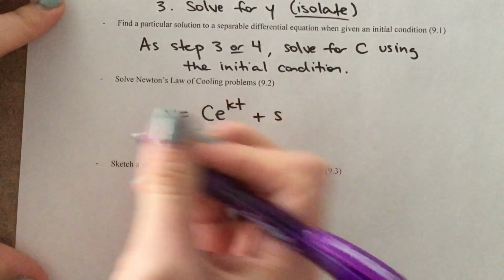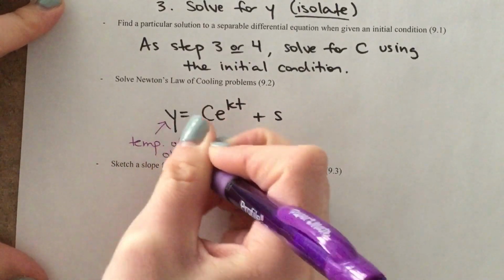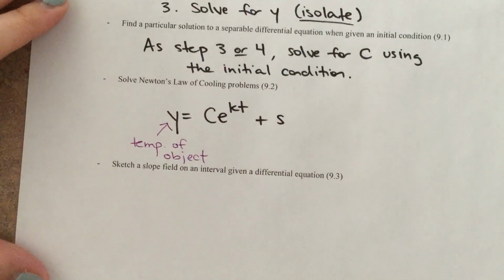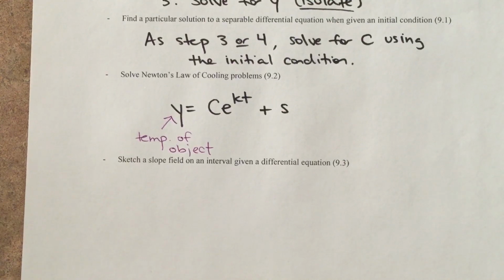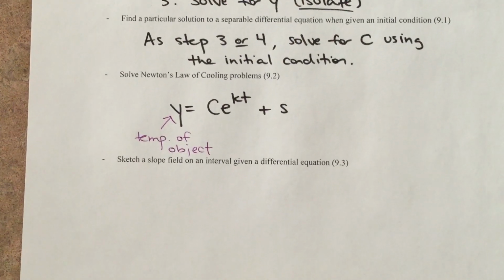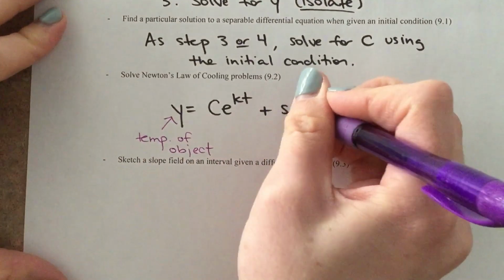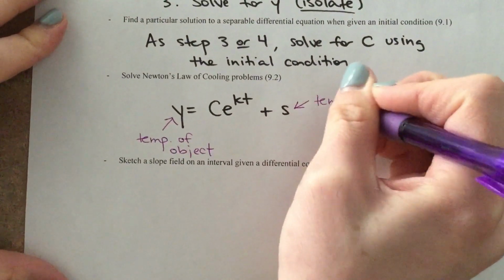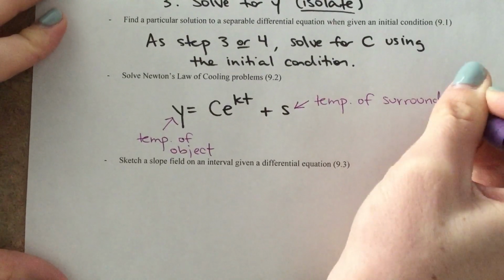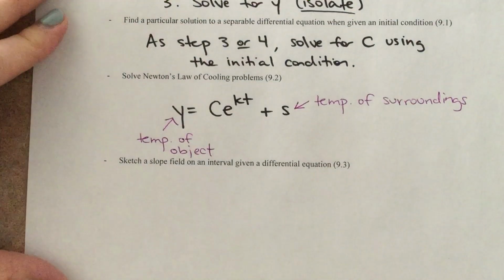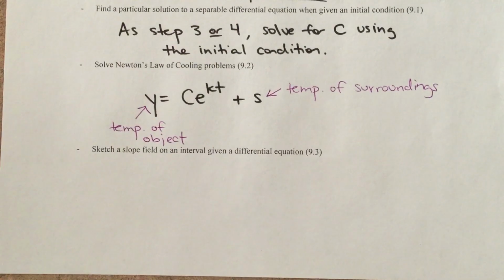All right, so y is the temperature of the object. We saw some where a glass of water was the object. We saw a couple where the dead body was the object, a little bit more exciting than a glass of water. So temperature of the object is this one right here. The S, remember, is the temperature of the surroundings: the freezer that the water was going into, or the room in which the body was found. That's always going to be a part of your formula.